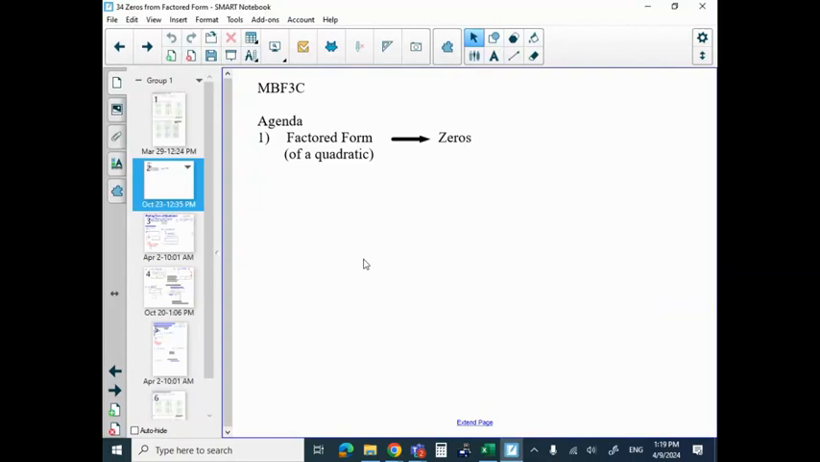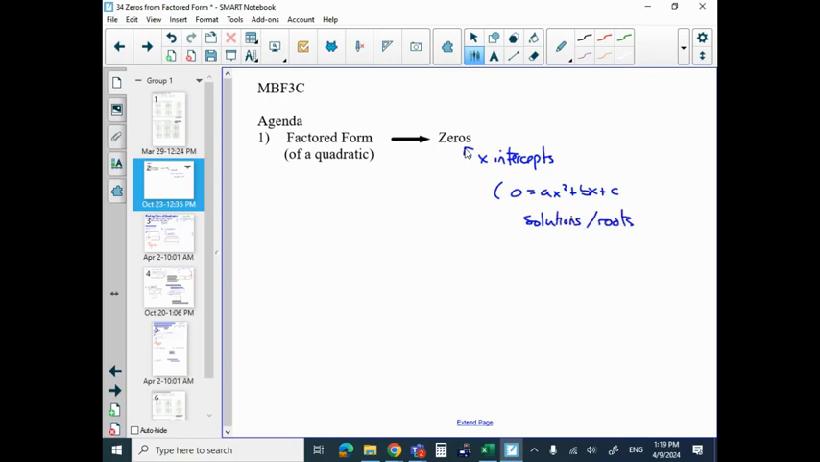Hello, this lesson is going to look at getting zeros, or the x-intercepts, which we also call the solutions and roots. So if we had 0 equals ax squared plus bx plus c, we'd be talking about the solutions and roots. I like to give all the different names for that each time I mention it, because x-intercepts, zeros, solutions, roots all mean practically the same thing, just depending on what situation you're working with, as we mentioned before.